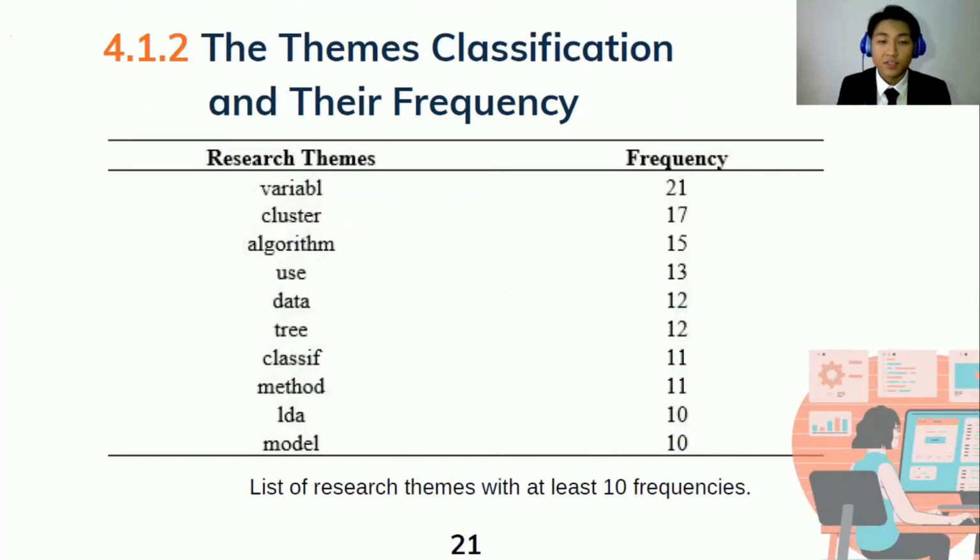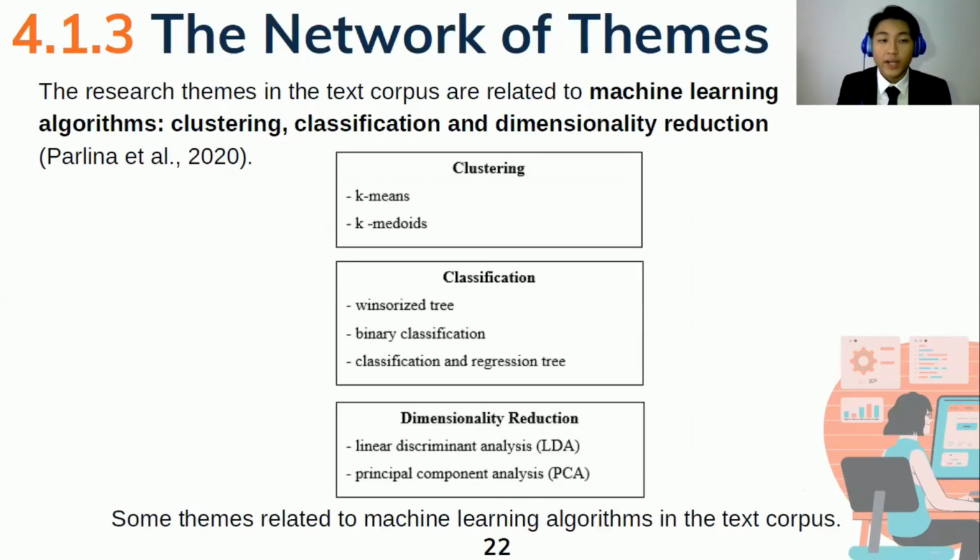All right, so these are the research terms that appear in the text documents and their frequency. So we can see that variable has the highest frequency, which is 21. All right, so the research terms in the text corpus are related to the machine learning algorithms, which include clustering, classification, and dimensionality reduction. So these are some of the terms that are related to the machine learning algorithms in the text corpus.